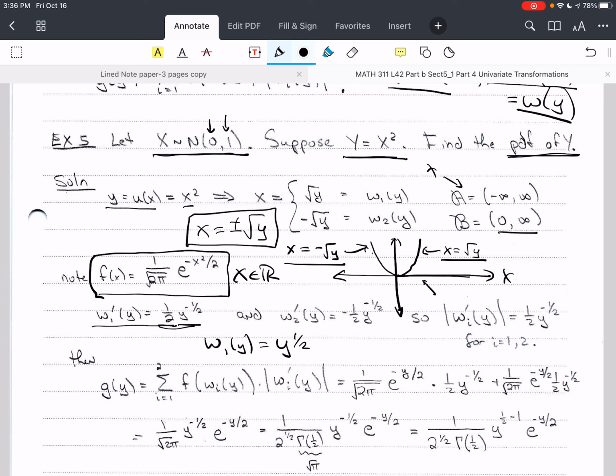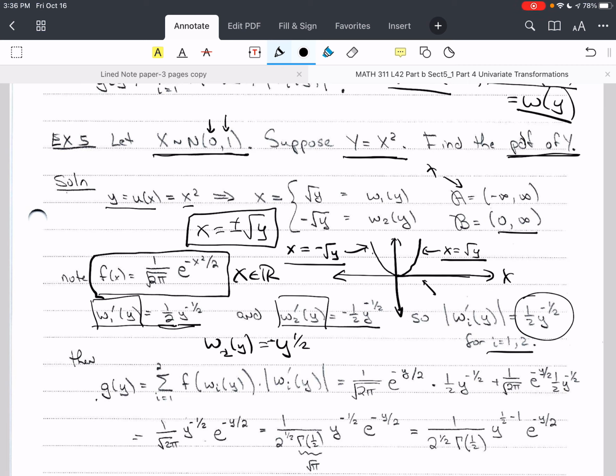And w2 is going to be the negative of that, because we have negative square root of y, or negative y to the 1/2. We take the derivative of that, we get negative 1/2 y to the negative 1/2. And notice that the absolute value of these two functions is the same. It's going to be the positive 1/2 y to the negative 1/2, for i equals 1 or 2.